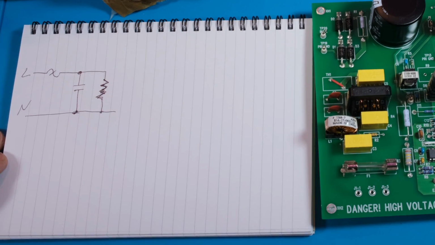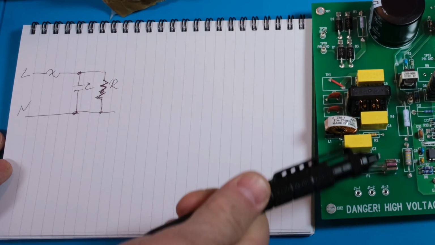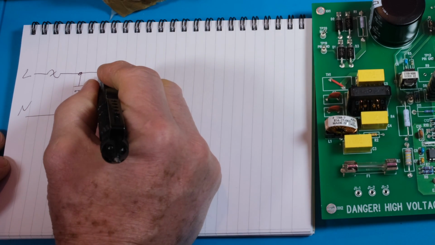But anyway, so there's our resistor, okay? RC, okay? And then we have this differential mode choke. So let's draw that.